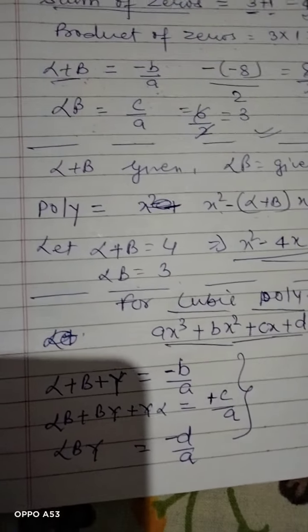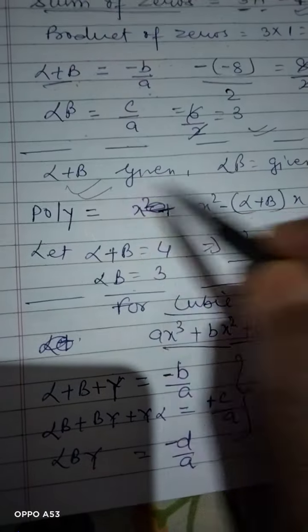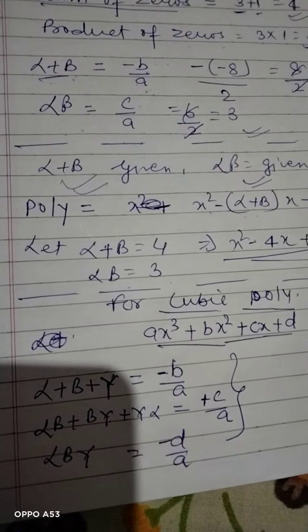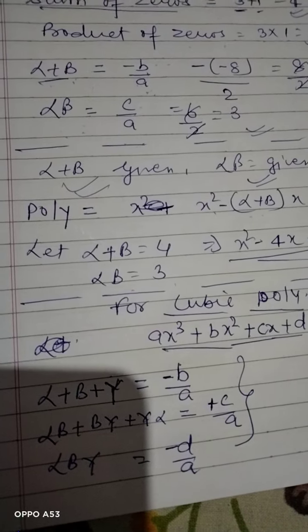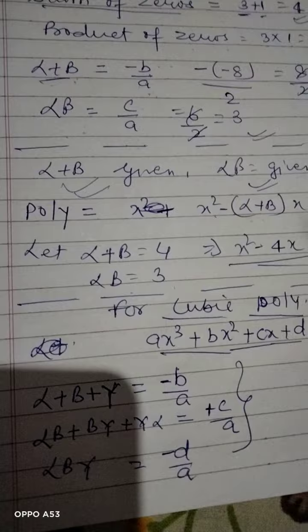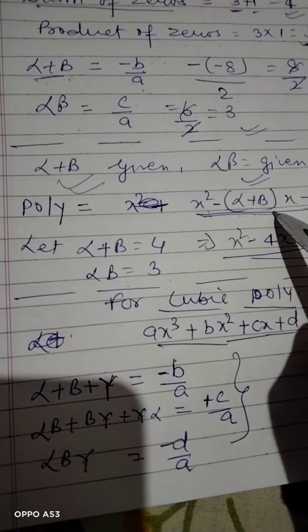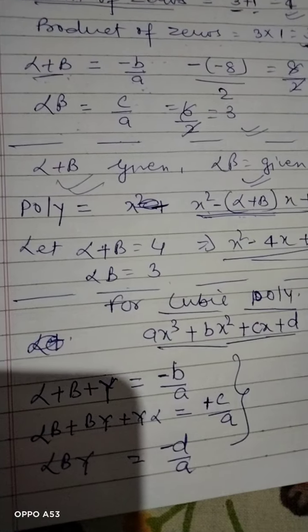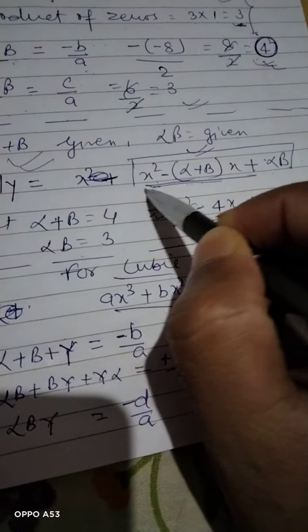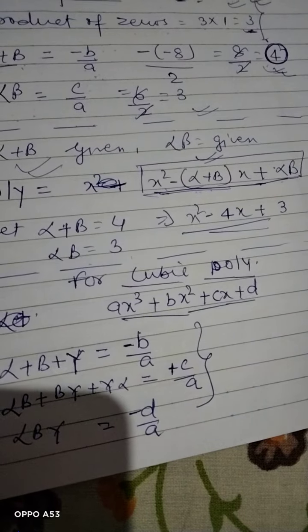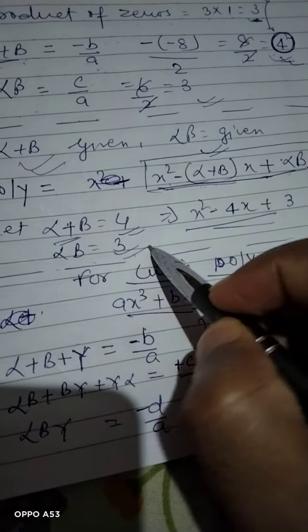Next one is, if you have a given sum of zeros and the product of zeros, then we have to find the polynomial, means how we get the polynomials. So there is a formula, that is x square minus (alpha plus beta) x plus alpha beta. This is the formula to form the polynomials. Okay, now let alpha plus beta, that is 4, and alpha beta equal 3.